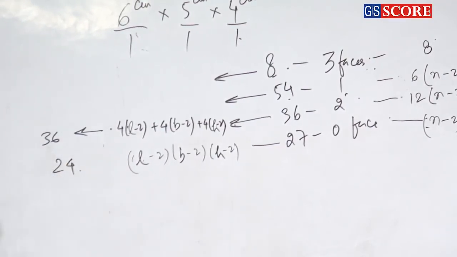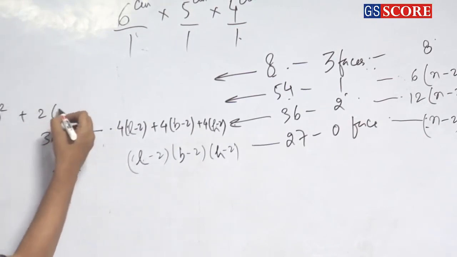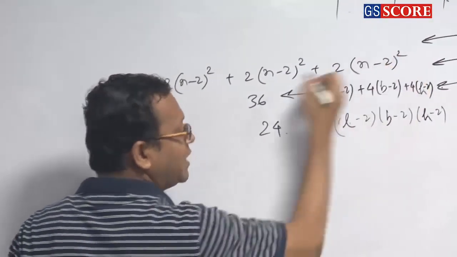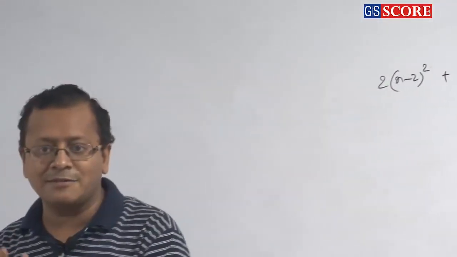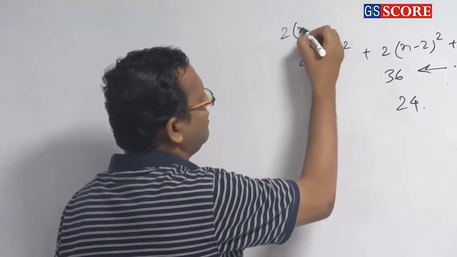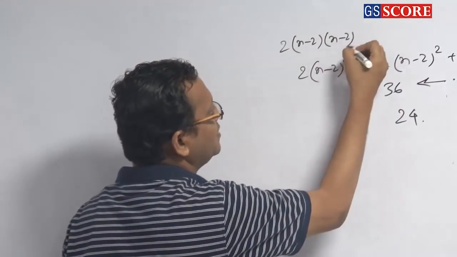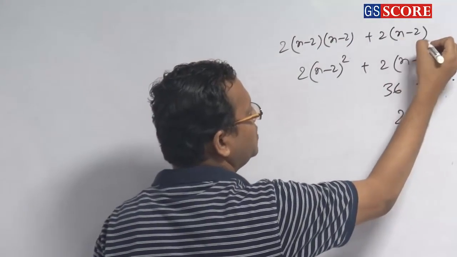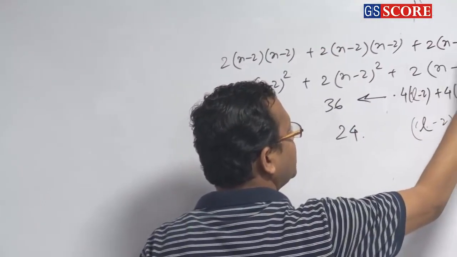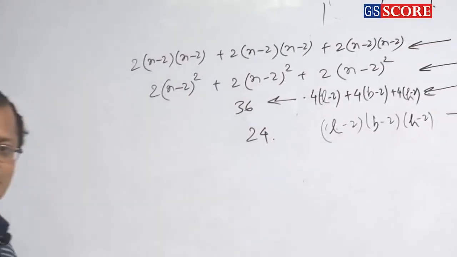Okay. Now, 54 or 6 into n minus 2 whole square. You write this, you divide into 3 halves. So, it is 2 into n minus 2 whole square plus 2 into n minus 2 whole square plus 2 into n minus 2 whole square. Can we write this, if we divide into 3 halves, isn't it? You further divide it: n minus 2 into n minus 2 plus 2 into n minus 2 into n minus 2 plus 2 into n minus 2 into n minus 2. Can we write like this? Yes or not?